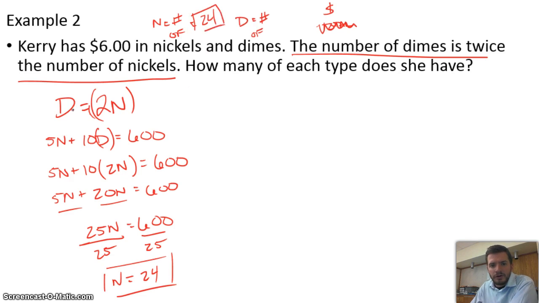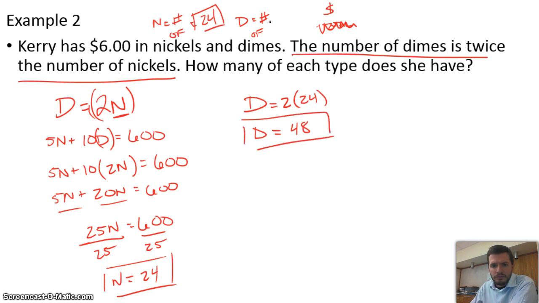And then we have to go back to find the number of dimes. I'll plug in the N value I know right now. So D equals 2 times 24. So the number of dimes is 48. And there you have it. That's all she wrote. Next one.